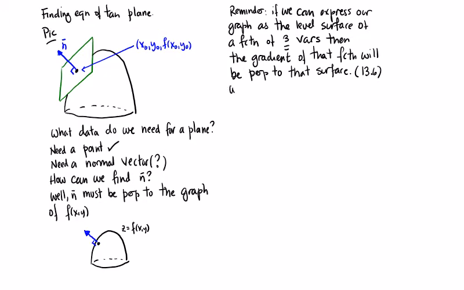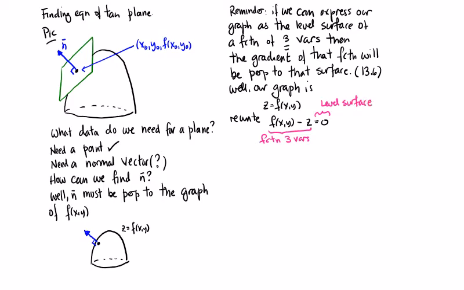So, right, our graph is z equals f of x, y. This can be rewritten as f of x, y minus z equals 0. This thing on the left is now a function of 3 variables. It's equal to 0, which makes it a level surface.